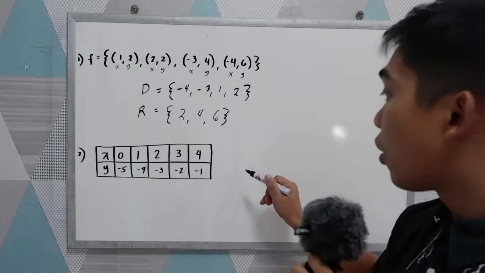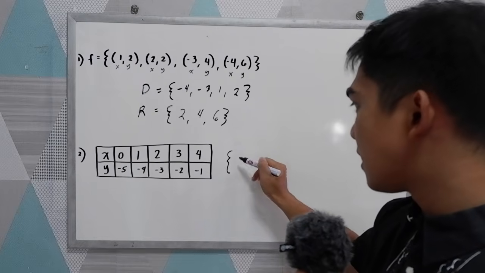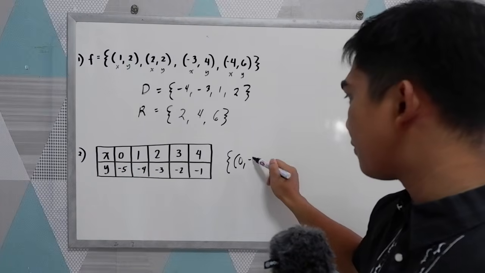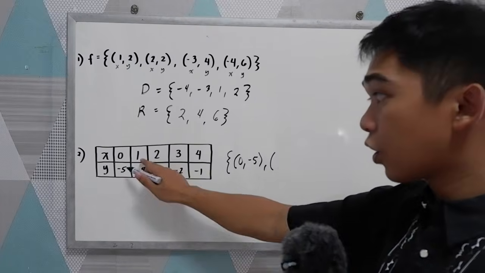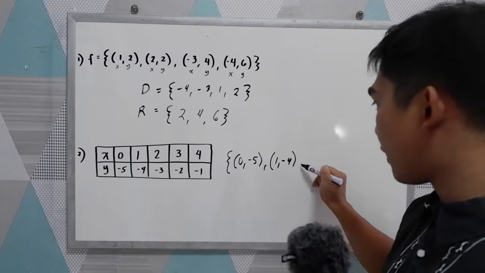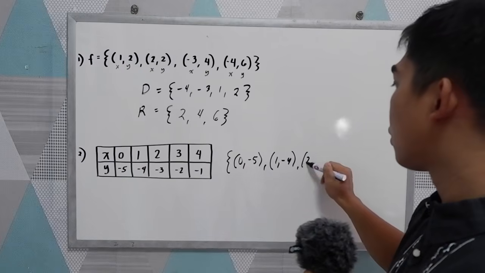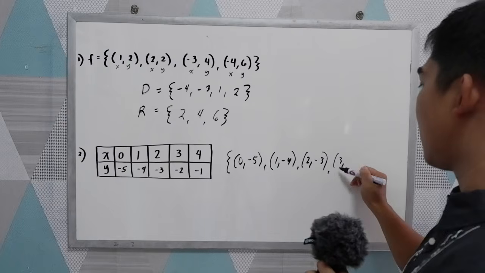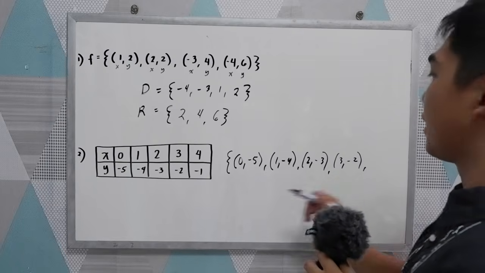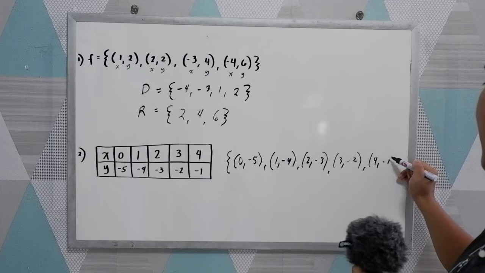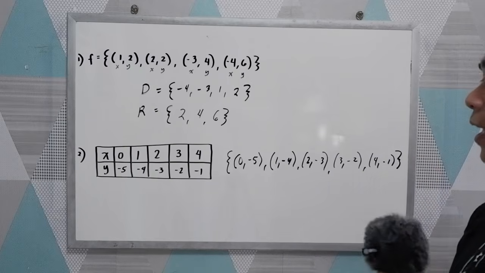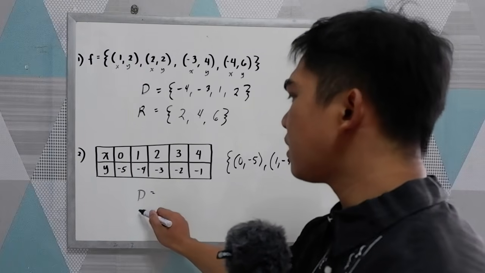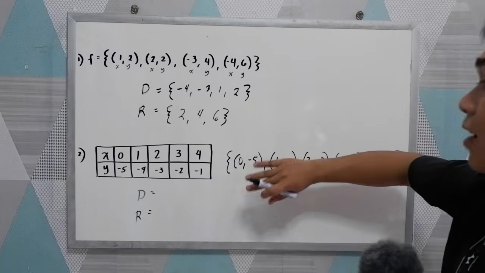If you want to write as ordered pairs, that can be (0, -5), next (1, -4), next (2, -3), next (3, -2), and (4, -1). Now let us find our domain and range. So it's okay if you're not going to write as ordered pairs.